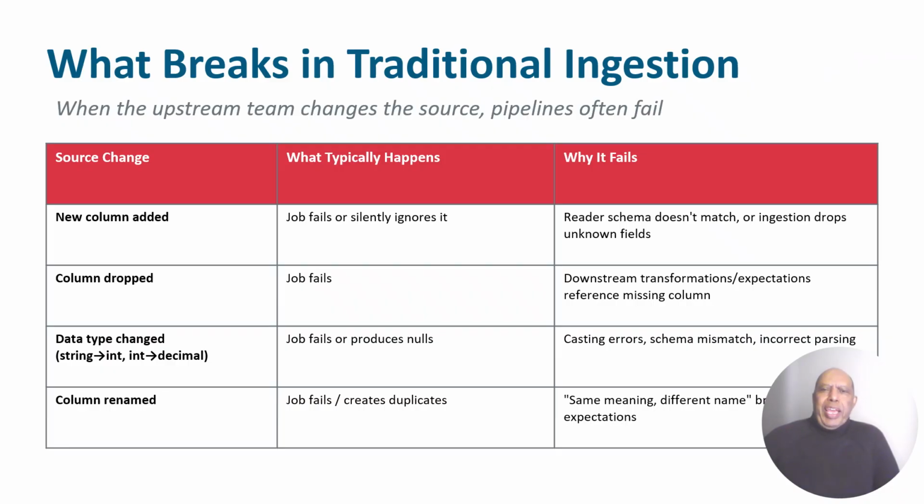This is the pain that every data engineer has experienced. You build a stable pipeline and everything works. Then one day, boom, production is down. And why? Because someone upstream added a column or changed the data type or renamed the field. So let me walk you through each scenario.